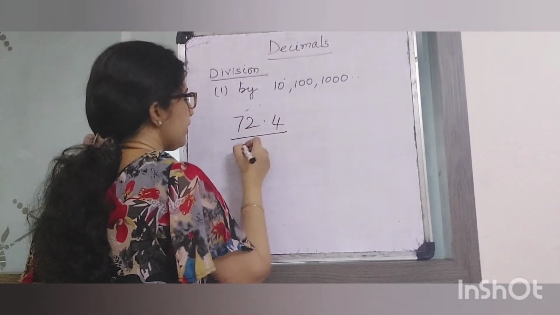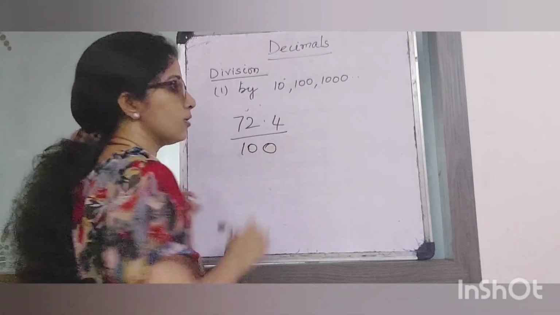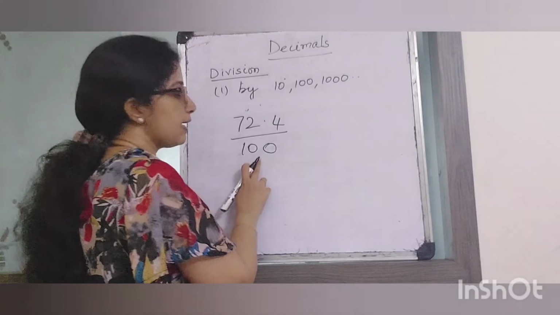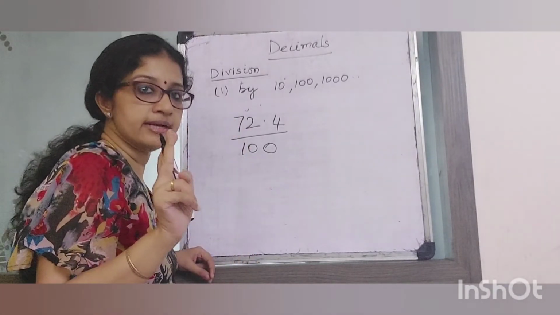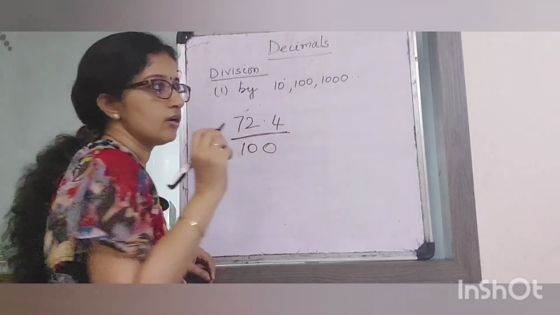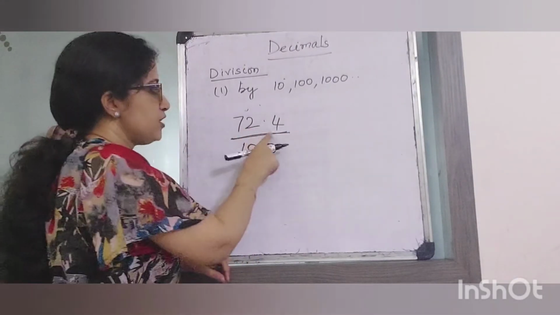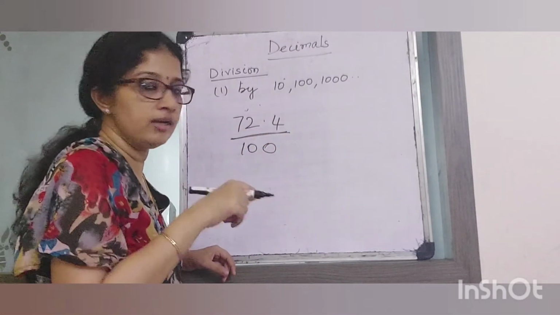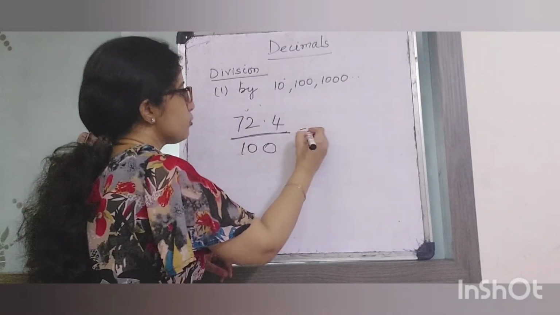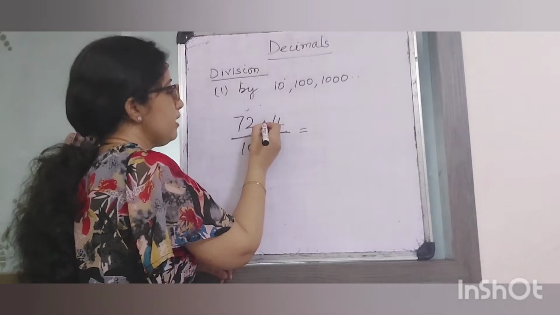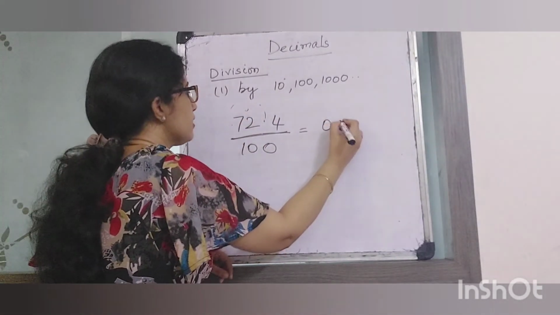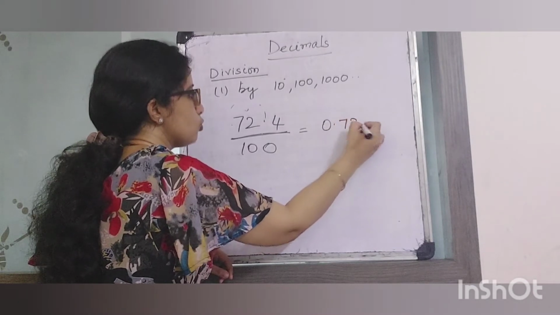72.4 divided by 100. Now the same method, since this is 100, 2 zeros are there, right? So we have to shift, since this is division, always keep in mind that if it is a division, shift to the left. And since this is 100, 2 places. So what is the answer? You have to shift this decimal point 2 places to the left, which will give you the answer 0.724.